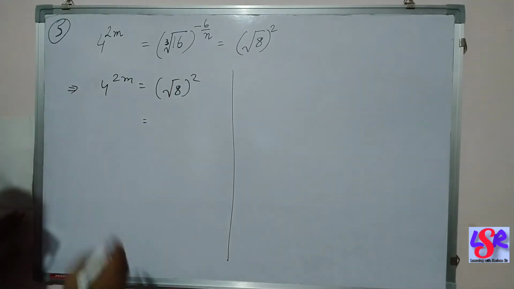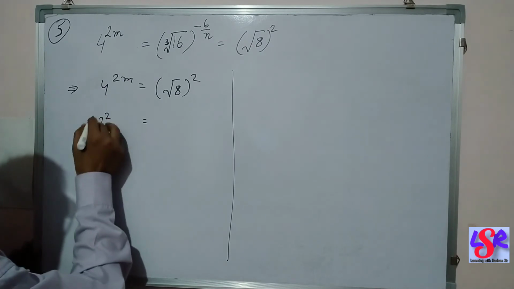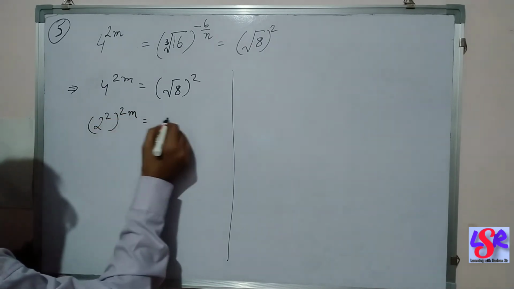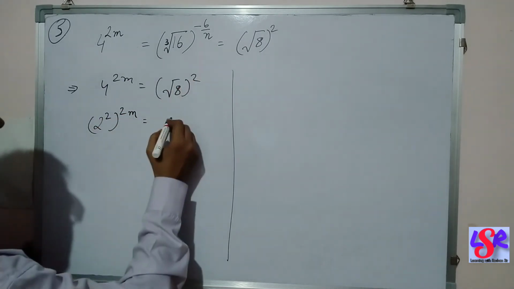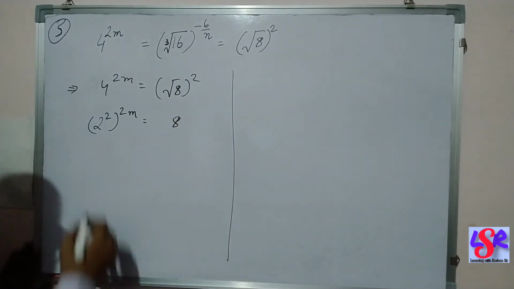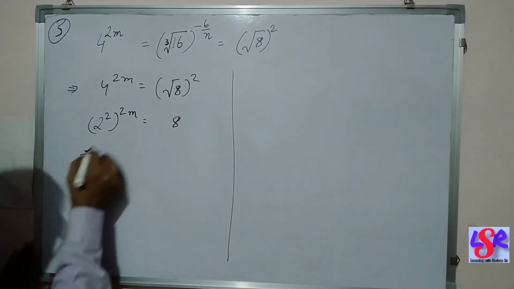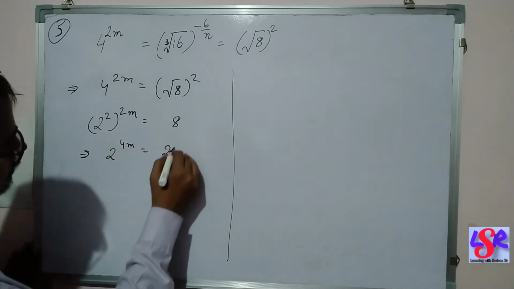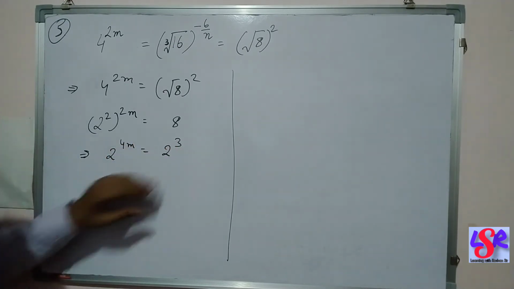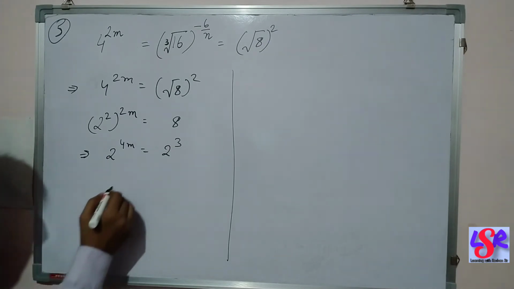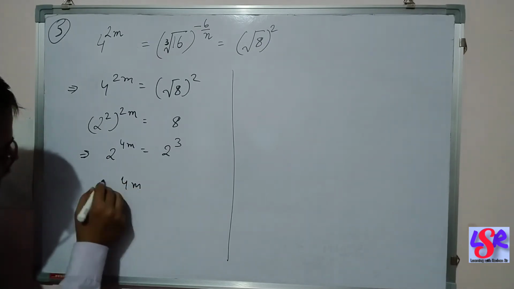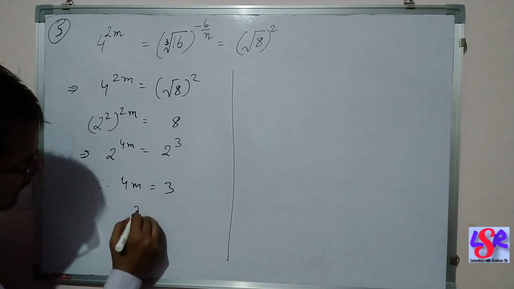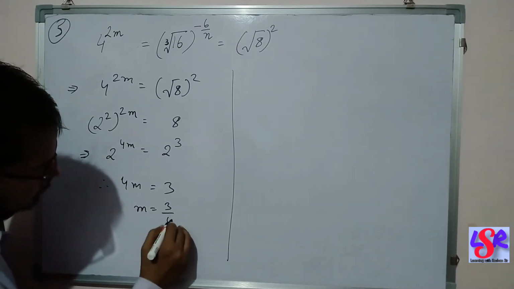Here this can be written as 2 to the power 2 whole to the power 2m equals to, this root will be cancelled out and we will be getting 8. Now here on multiplying these powers, it will be 4m equals to 2 to the power 3. Now the bases are same, so the powers can be equated, and this will be written as 4m equals to 3 and m will be equals to 3 upon 4.